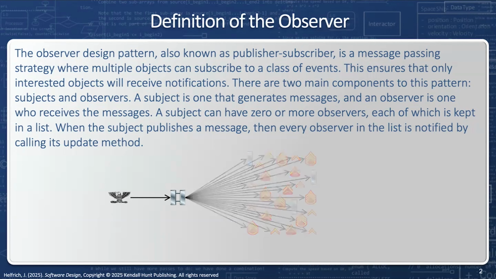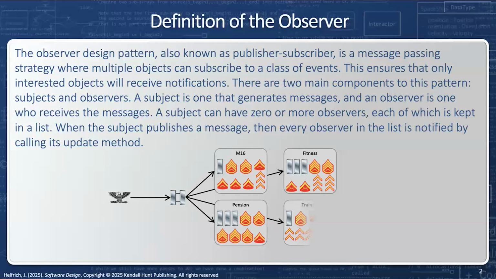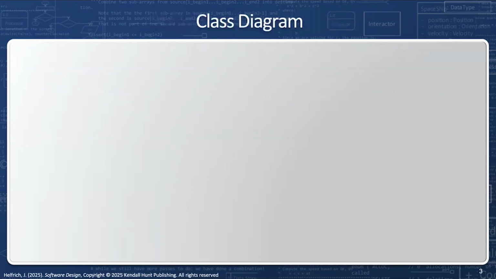Instead, we're going to create collections of interest groups, like those interested in the M16, those interested in fitness, those interested in the pension, and those interested in training. Using the observer design pattern, only those who subscribe to a given class of messages will receive the messages. So let's take a look at the class diagram.